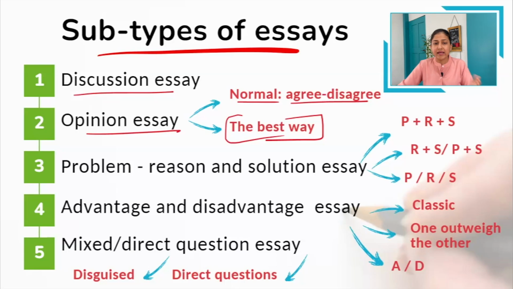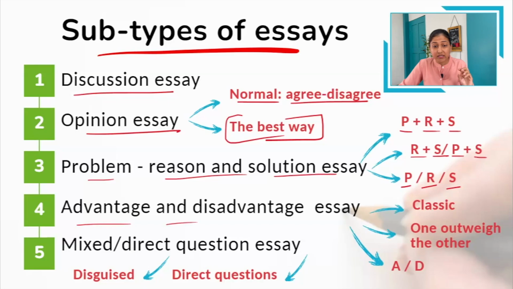Alright. Next, problem, reasons and solutions essay. Well, there are multiple variants for that. We can be asked for problems and reasons and solutions. We can be asked for just reasons and solutions, or just problems and solutions, or just problems and reasons, or only problem, only reasons, or only solutions. Okay, lots of types, right? Lots of subtypes rather. Well, not very difficult, I must say.